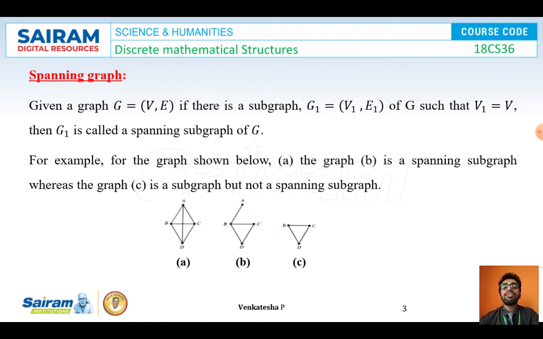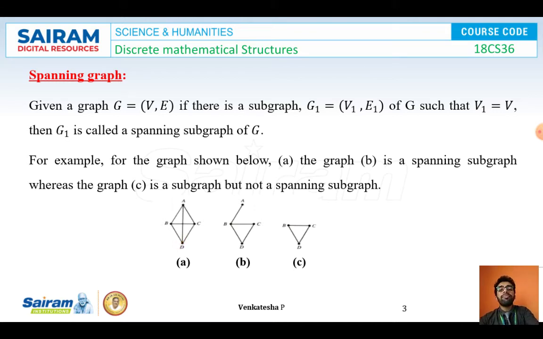For example, we can see here three graphs: graph A, graph B, and graph C. We can say that graph B and graph C are subgraphs of the graph A because this graph consists of 4 vertices, this graph consists of 4 vertices, and this graph consists of 4 vertices, and all these vertices and edges are contained in this graph also.